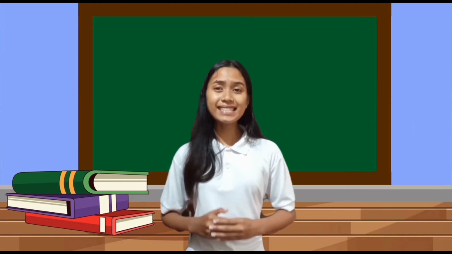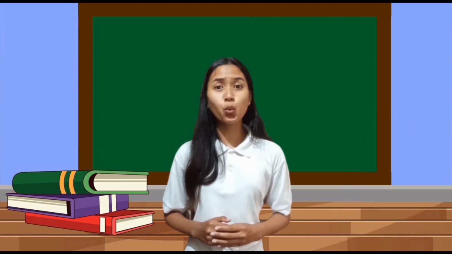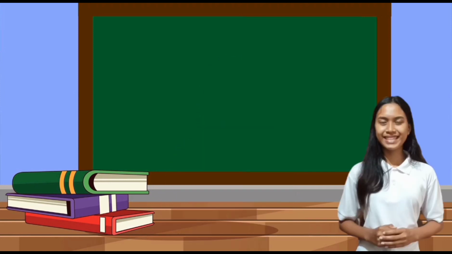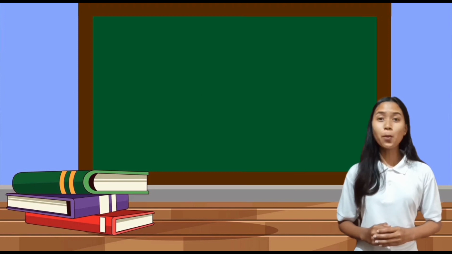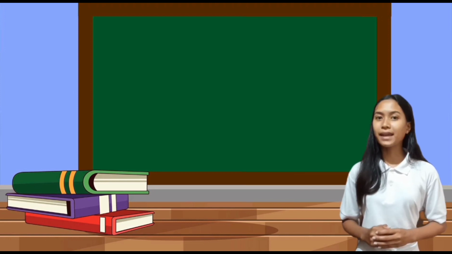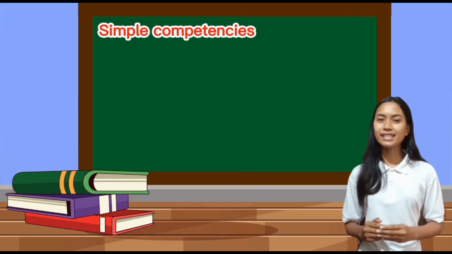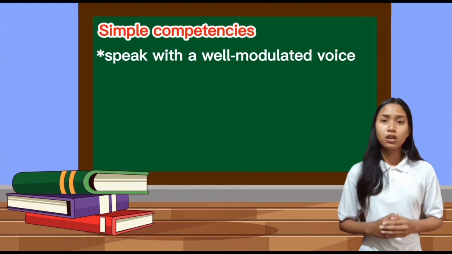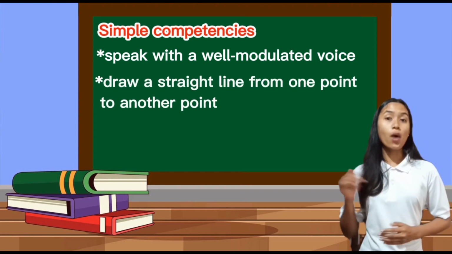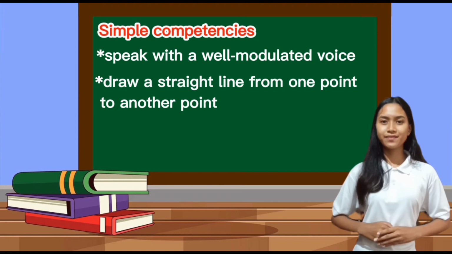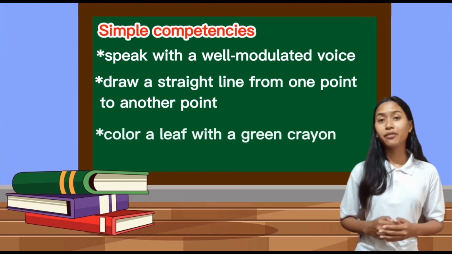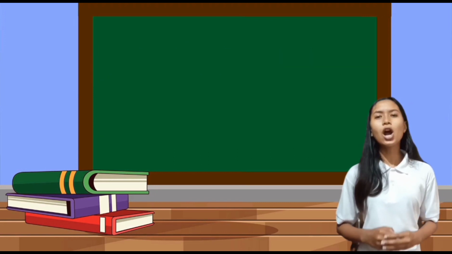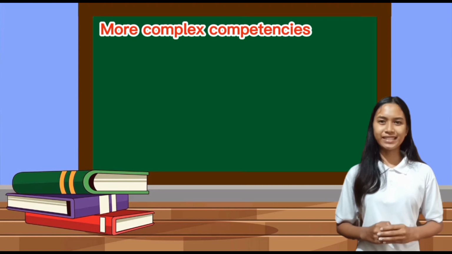A competency is said to be more complex when it consists of two or more skills. Here is an example of two competencies. The following are sample simple competencies. First is to speak with a well-modulated voice. Draw a straight line from one point to another point. Or to color a leaf with green crayon. And the following are more complex competencies.